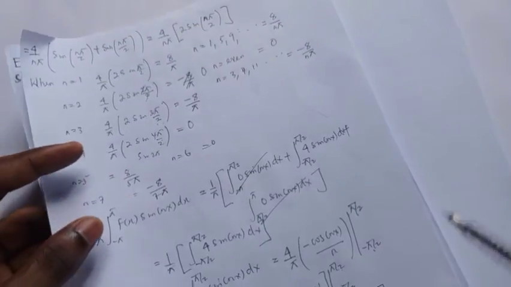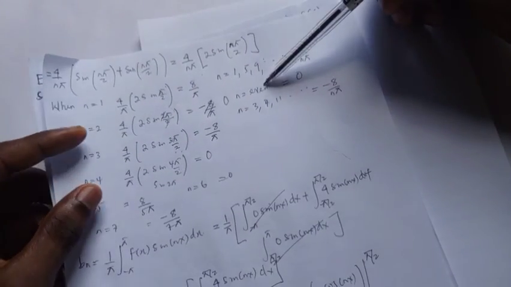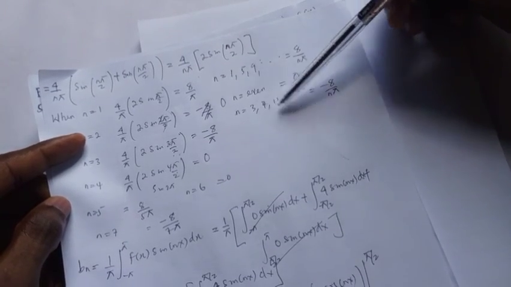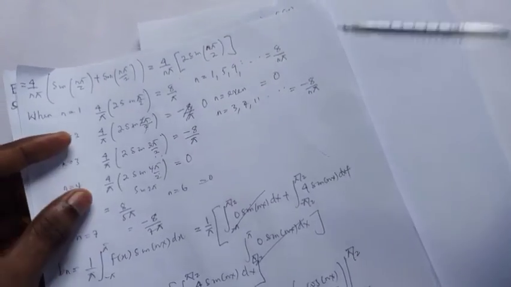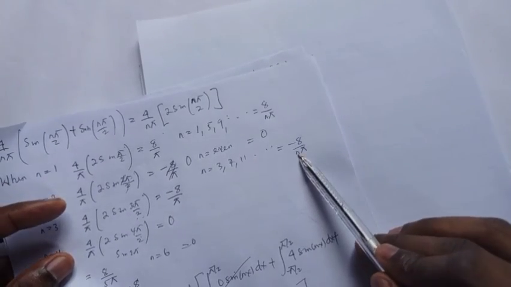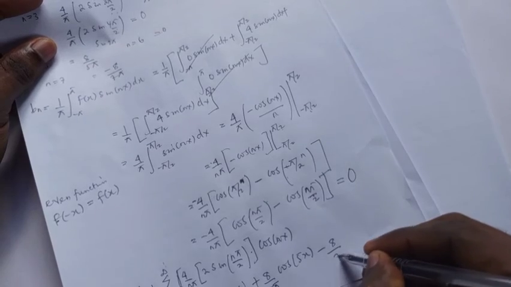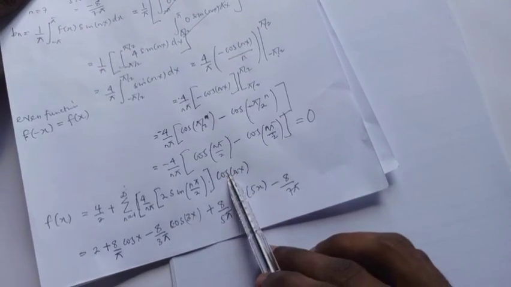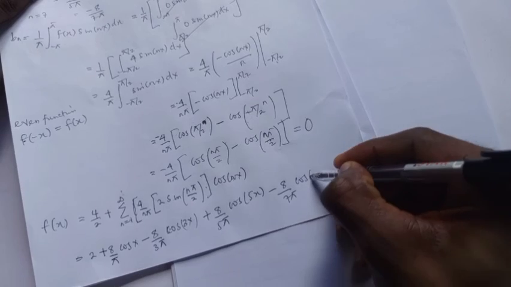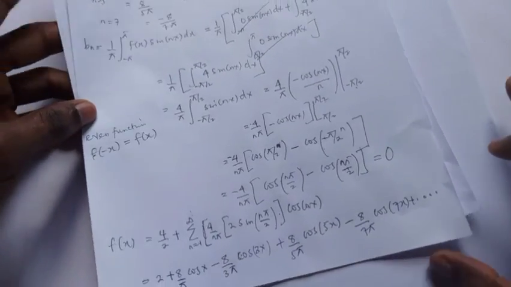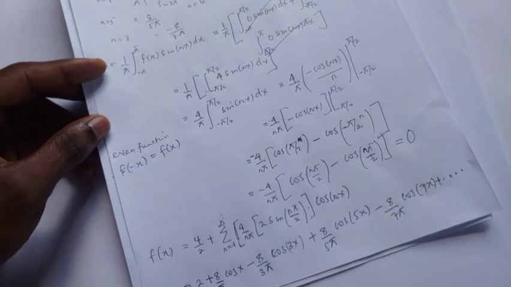The next is 6. 6 is an even number, so 6 is going to turn to 0. Let's go to 7. 7 is going to give us this type of function, so what we have to do is just change the number to 7. So we have minus 8 over 7 pi multiplied by the cosine of 7x. As you can see, this goes on and on till infinity. So this is the value of the representation of the Fourier series.